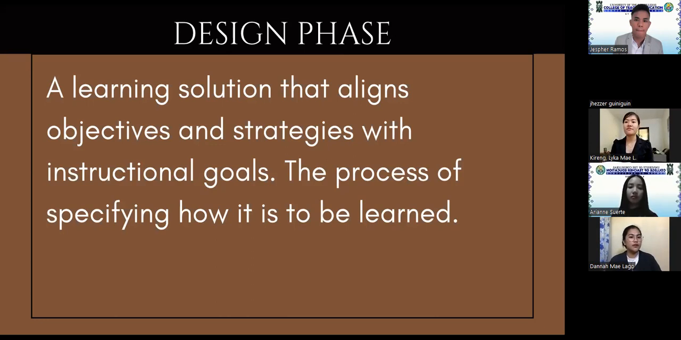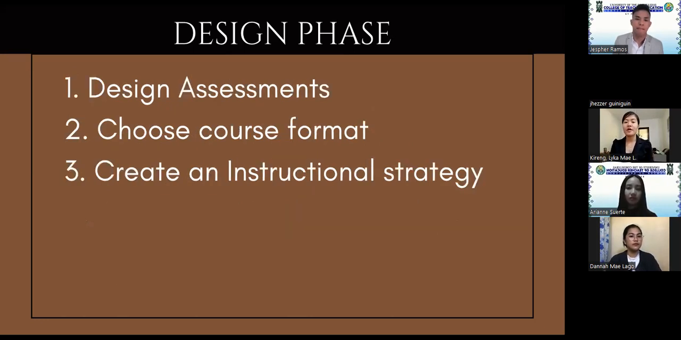And in the design phase, you should always consider that it must be systematic or logical in identifying a set of planned activities to attain the goals that you have written in the analysis phase. And in the design phase, next slide please, there are three procedures. The first one is the design assessments.